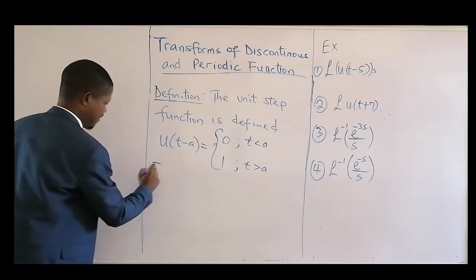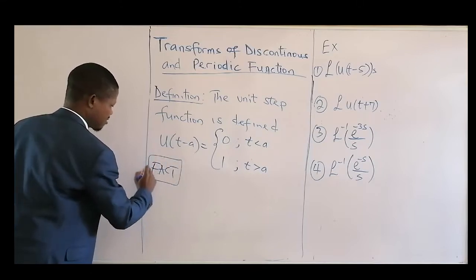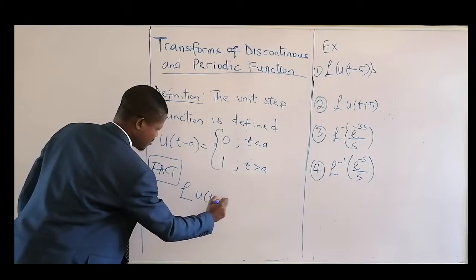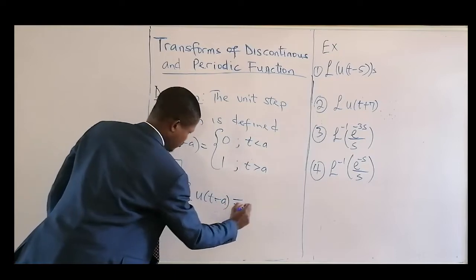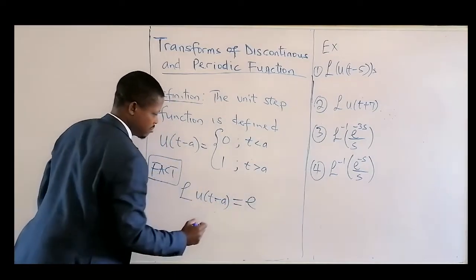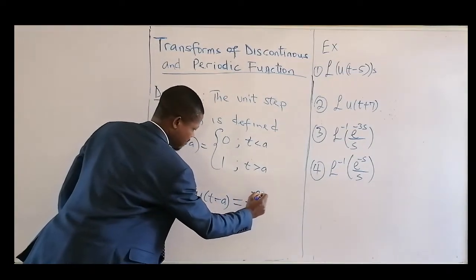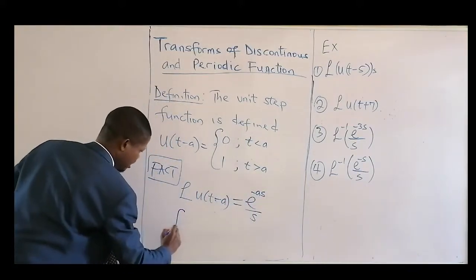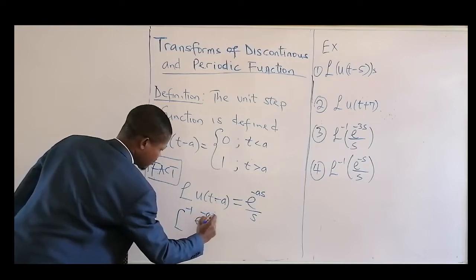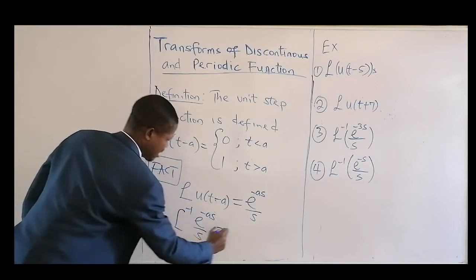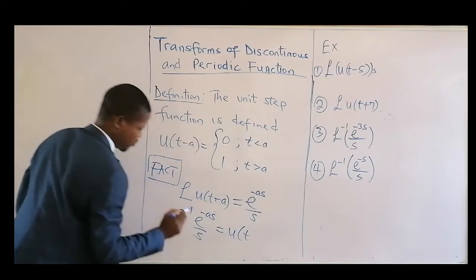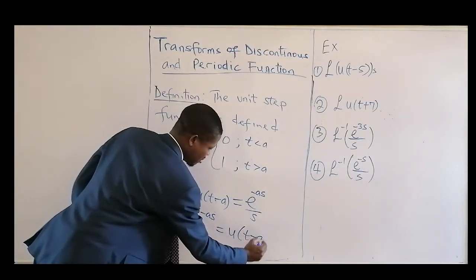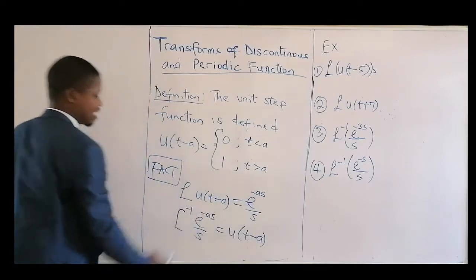Okay, let's see some key facts here. The Laplace of the unit step function u(t minus a) is equal to e to the minus a s over s. And if you take this fraction and do the inverse of that, e to the minus a s over s, it will give you back the unit step function of t. You just have to look at what you have attached to the s, which is minus a. So the inverse of this will give you back this one.